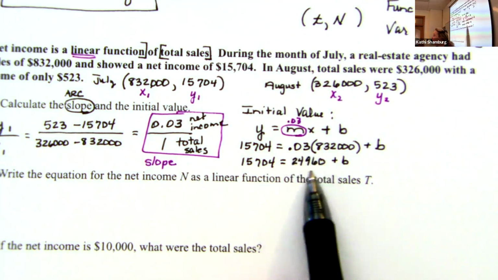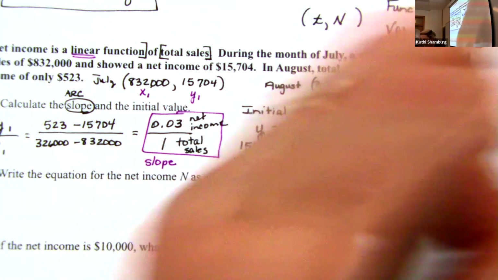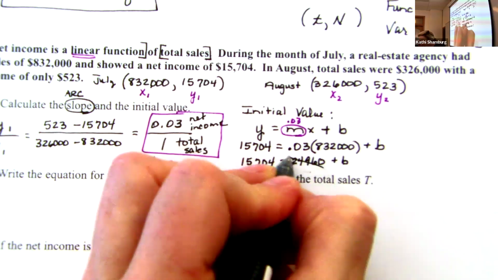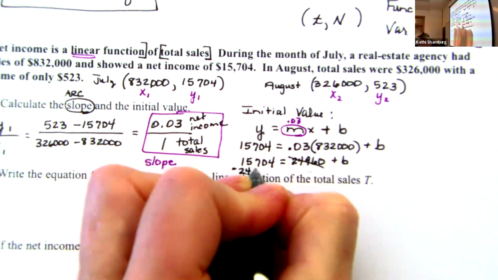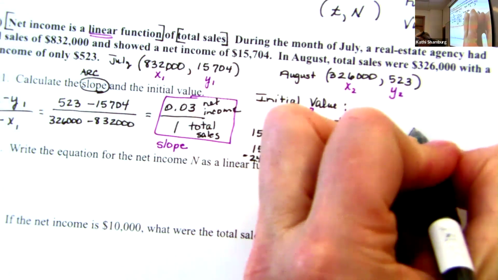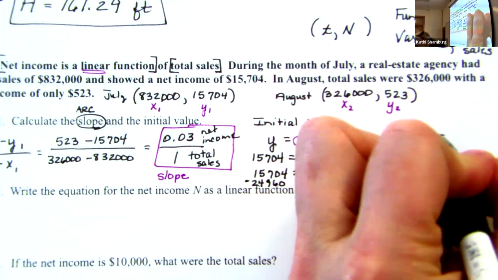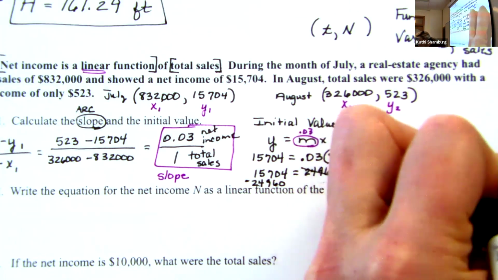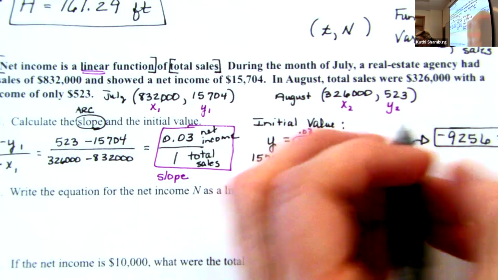So how do I get rid of this number? Could you please say that again? I'll say it louder if you need me to. All right, so I'm going to get rid of this number by subtracting it. 24,960. So what do you get when you subtract those? Is it negative? Yeah, would you say negative what? Okay, so this is your initial value.